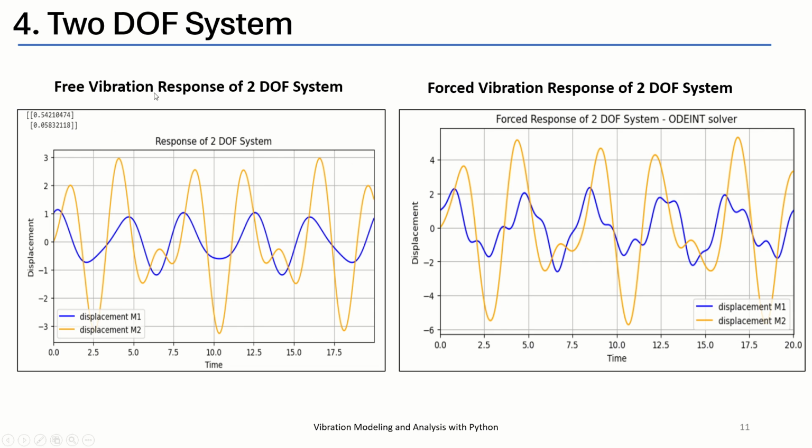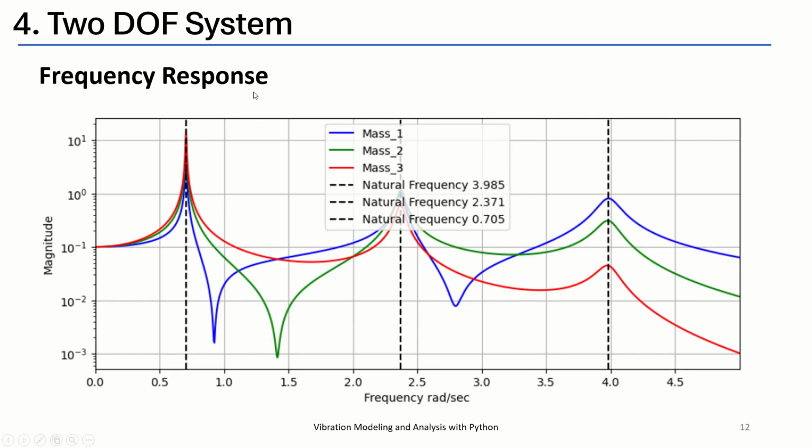Then this is a free vibration response of a 2 degree of freedom system, showing the displacement of mass 1 and mass 2. Then this is a forced vibration response, when there is an external force in the system. Then the frequency response of a multi-degree of freedom system. So there are three masses connected by springs and dampers. We will see how to use equations to get the frequency response. In that case we'll see at which frequencies we get higher vibration levels. Mostly those should be equal to the natural frequencies.